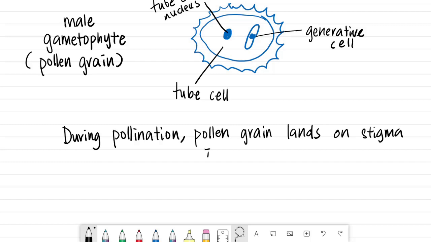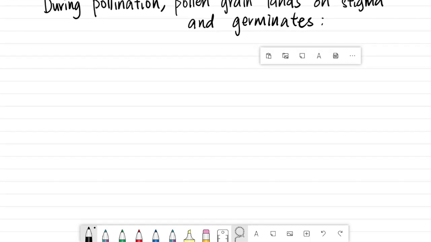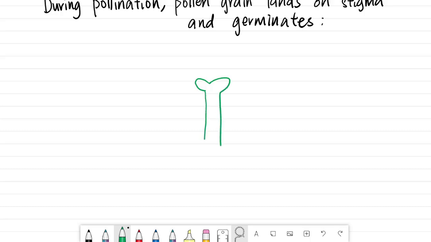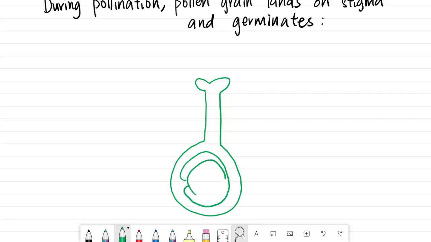And when it lands on the stigma, it germinates. Germinates means it's going to grow its tube cell. So let us have a bit more space to draw. For this one, I am going to draw the stigma, the style, and the rough shape of the ovary. We don't need to draw it in detail here.